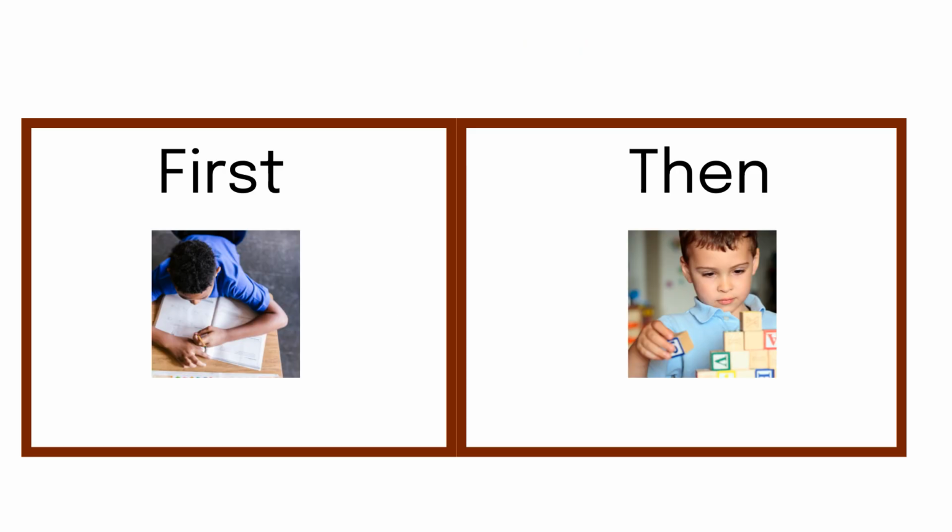Another way visual supports can be used to aid transitions is to make a simple contract with a first-then board. The first-then board can be used to show the non-preferred item first, then a preferred item. The student would see that first one activity happens, then the second, typically more preferred activity, happens after that. Sometimes, just seeing that the activity will happen makes it more concrete.